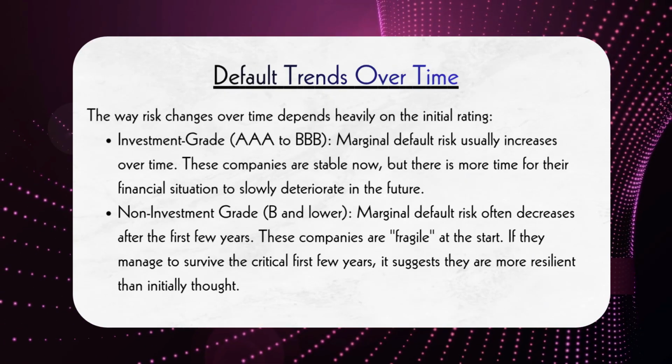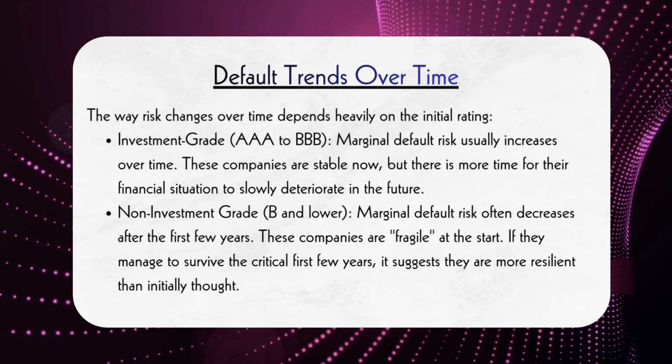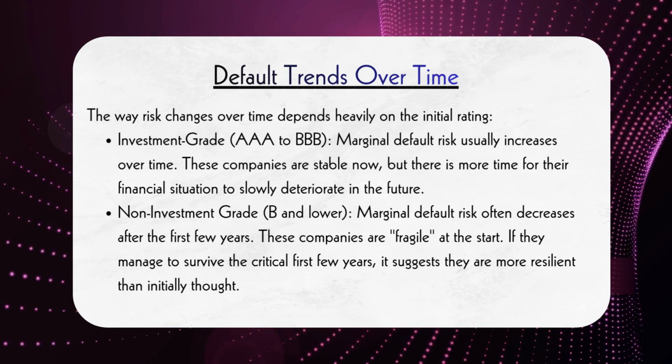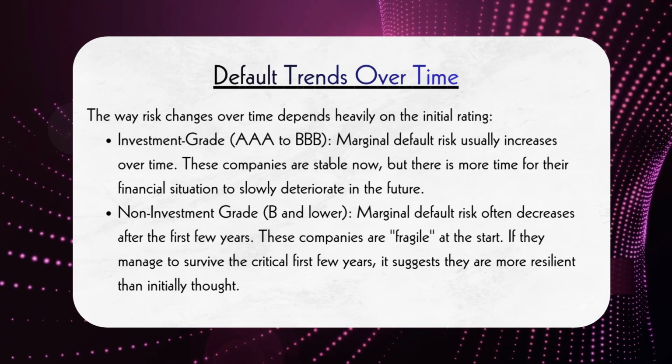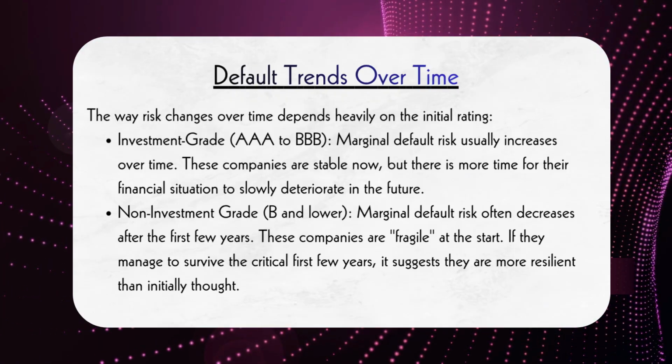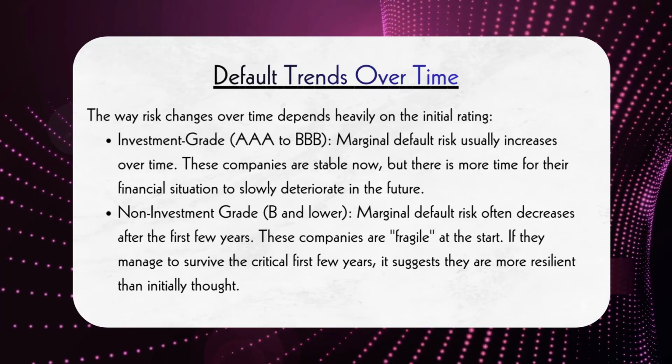However, for many non-investment grade bonds, like those rated B, the marginal probabilities may actually start to decrease after the first few years. This is because the initial years are critical for survival. If a high-risk issuer doesn't default early on, it suggests their financial state may not be as precarious as initially assessed.